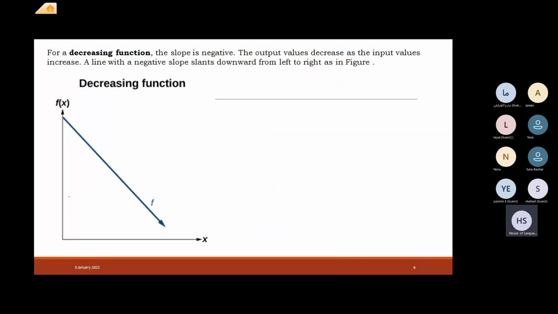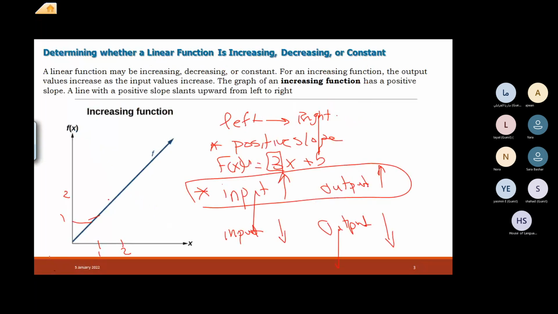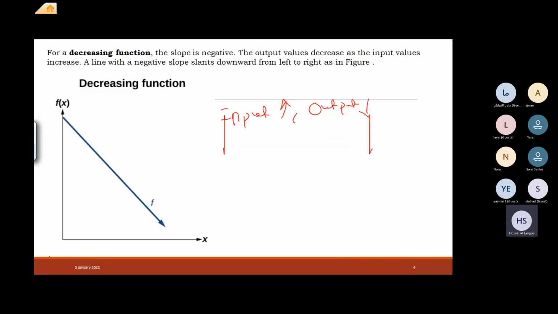And we talked about the decreasing function. In a decreasing function, if the input increases, the output will decrease. Like the battery of the mobile: when it's fully charged, the battery was 100. When I use it for 5 hours, the battery life will decrease until it tells me that the battery is empty. So this is an example of the decreasing function. When the input increases, the output decreases.